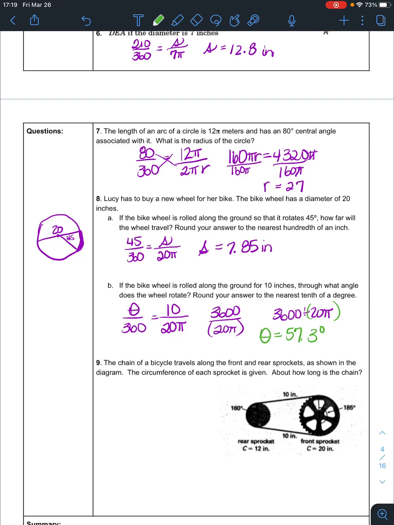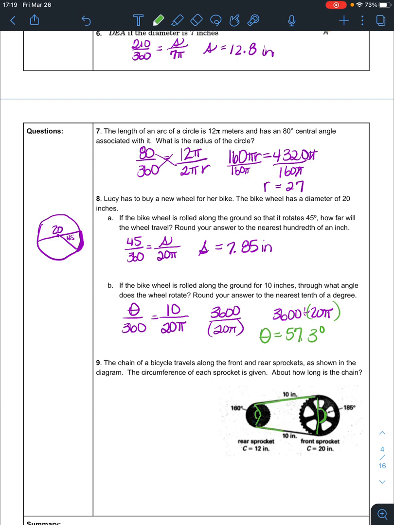All right, the last one. You can't see it very well, but this angle is 160, and this angle is 185. So that's what you can see. So the chain of a bicycle travels along the front and rear sprockets as shown in the diagram. The circumference of each sprocket is shown. How long is the chain?